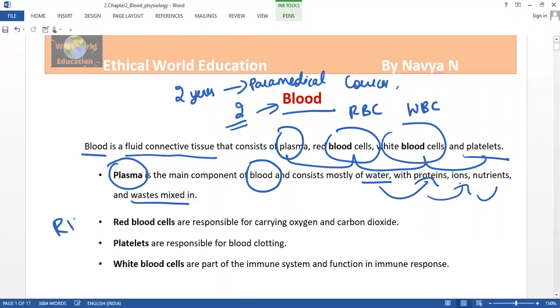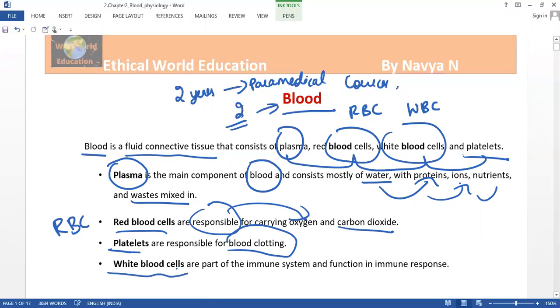And RBC, that is red blood cells, are very responsible for carrying oxygen and carbon dioxide. The platelets are very responsible for blood clotting. And WBC, that is white blood cells, are part of the immune system, and they also function in development and in the immune responses.